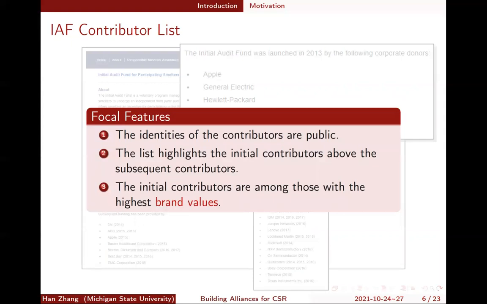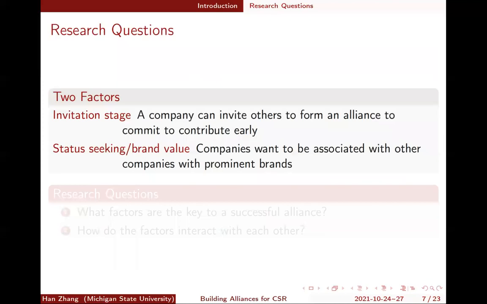The identities of the contributors are public. The list highlights the initial contributors above the subsequent contributors. The initial contributors are among those with the highest brand value. We implement the observations as follows. First, an invitation stage where a company can invite others to form an alliance to commit to contribute early.